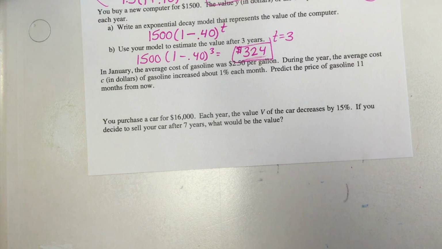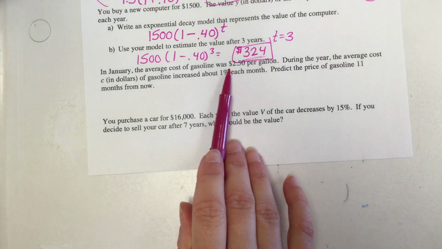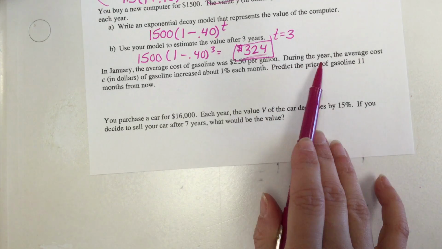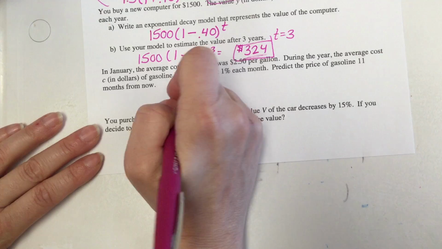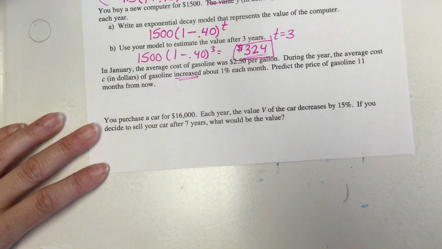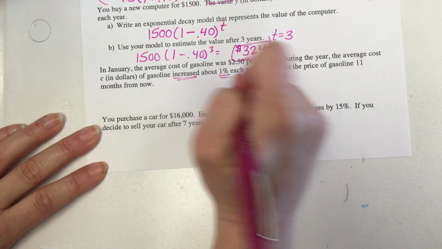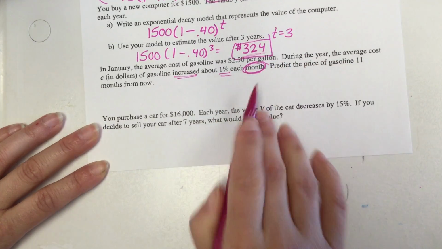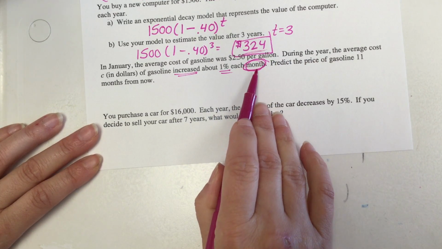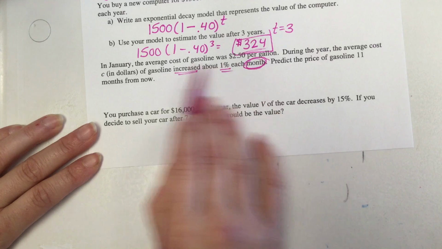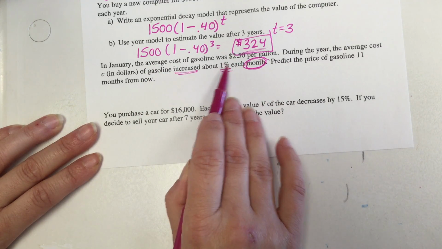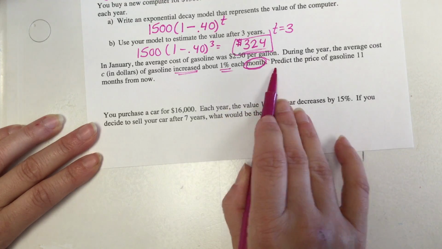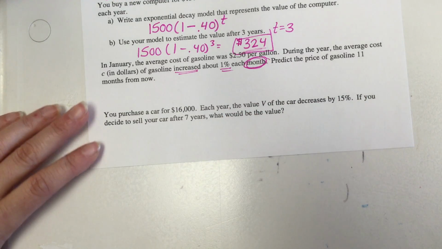In January, the average cost of gasoline is $2.50 per gallon. During the year, the average cost in dollars of gasoline increased, so that means it's going to be 1 plus, in parentheses, about 1% each month. So t represents months this time instead of years. It's whatever's going on in the scenario. It's time units. It's going up 1% each month. Predict the price of gas in 11 months from now.